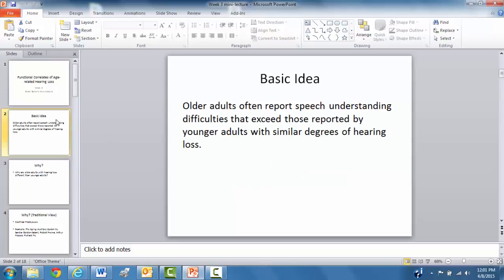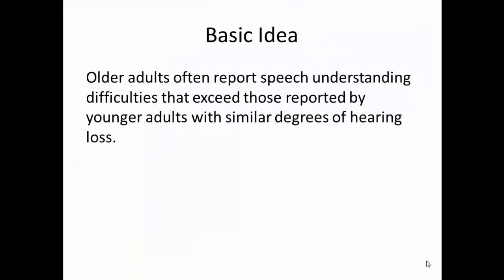And that basic idea, which you see here on the screen, is why is it that older adults often report speech understanding difficulties and other issues related to communication that exceed those reported by younger adults with similar degrees of hearing loss. In other words, take two patients with identical audiograms and perhaps even the same word recognition scores in quiet. Why does the 85-year-old patient struggle much more than the 65-year-old patient? That's the basic idea of what we're going to get at today.